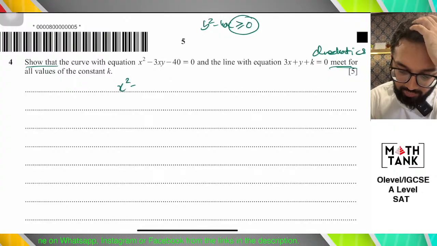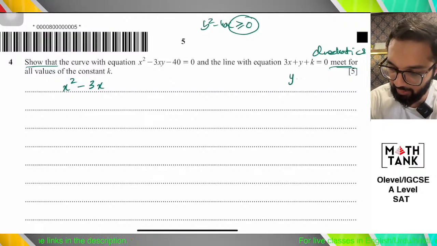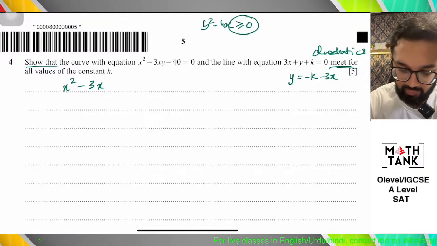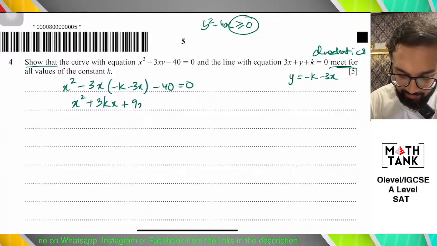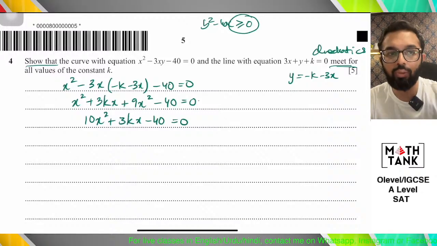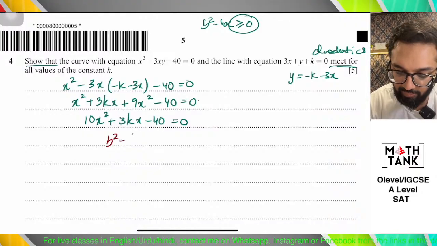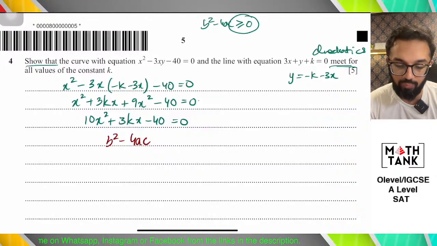Let's first put these equations together, solve them simultaneously and see what happens. I can substitute y equals to minus k minus 3x. So minus k minus 3x minus 40 equals to 0. So x square plus 3kx plus 9x square minus 40 equals to 0. So I get 10x square plus 3kx minus 40 equals to 0. Now what I want to show you is that the b square minus 4ac for this question is automatically always going to be positive, greater than or equals to 0 for all values of the constant k.